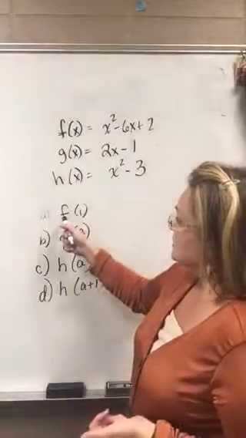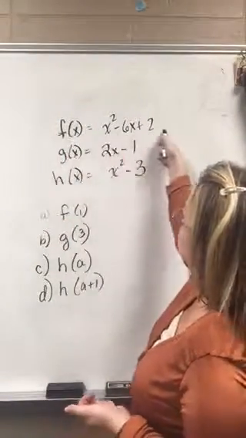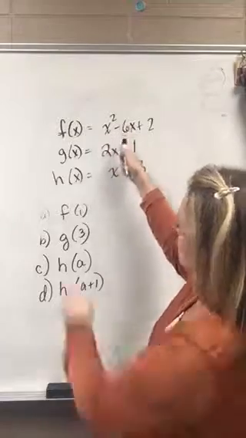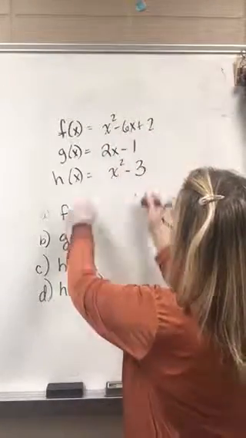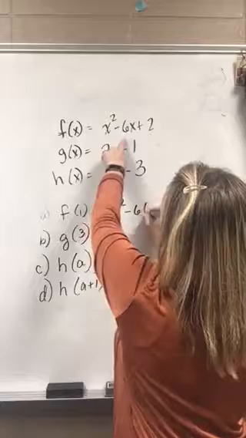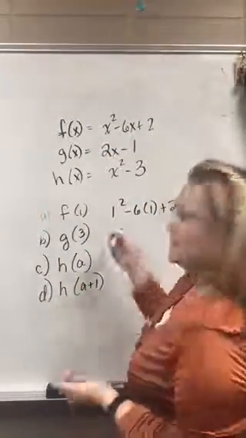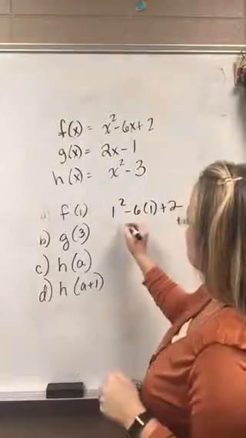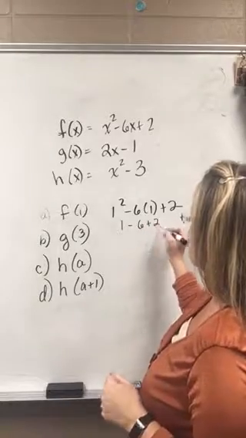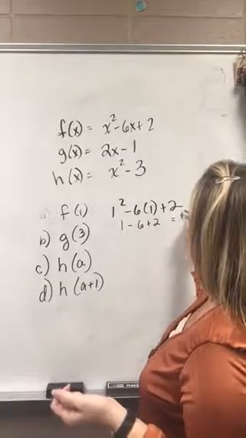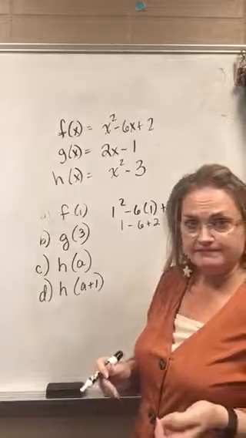So the answer would be, f of 1 means look at function f and plug in 1. Whatever it says in this parenthesis, you plug in. So 1 squared minus 6 times 1 plus 2. And that's arithmetic that I can just work out either on my calculator or by hand. And let's see, what is that? Negative 3 is what I'm getting for that.